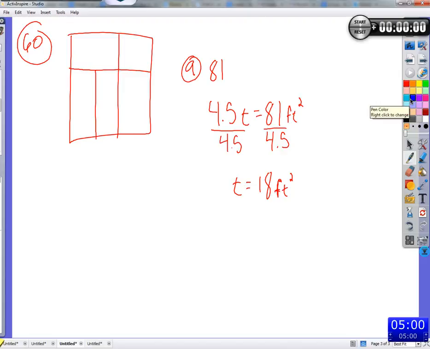And part B. What is the length of one tatami mat if it has a width of 3 feet? It's asking about the length. It's giving us the width. What else do we know about a tatami mat now? Area. Area is 18. So can we use these things together and make some kind of an equation?